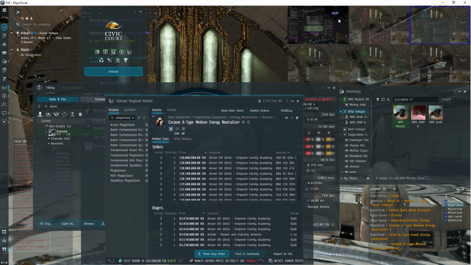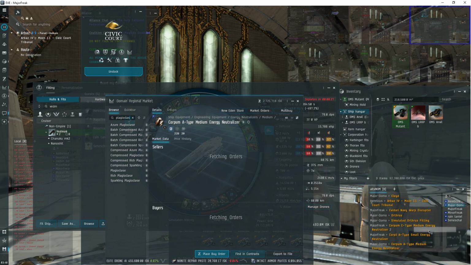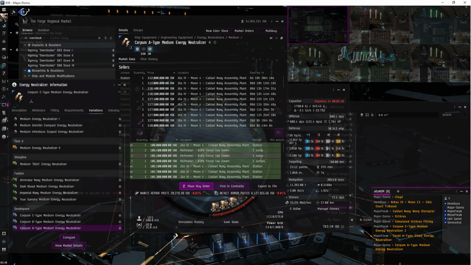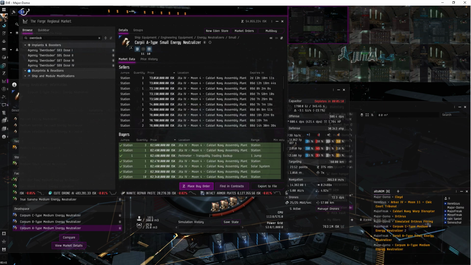Thank God. All right. Corpum A-type small, 60, 64, and Corpum small is, yeah, it's pretty amazing. Like, you'll find a lot of energy related stuff cheaper in Domain just because, lasers, lasers. So yeah, just a heads up.